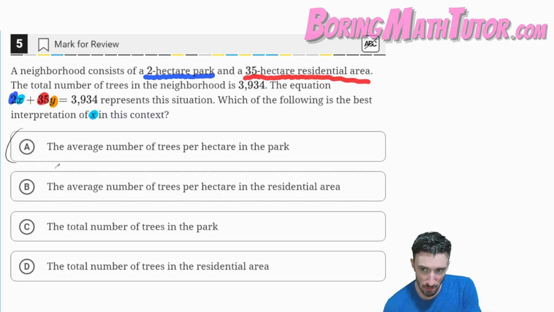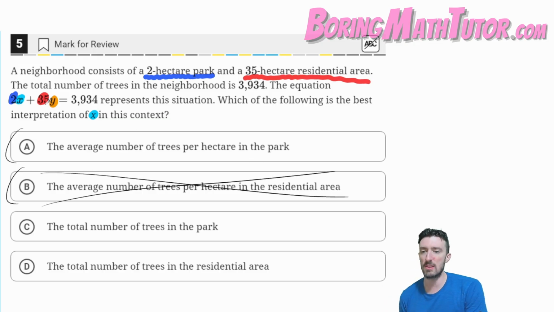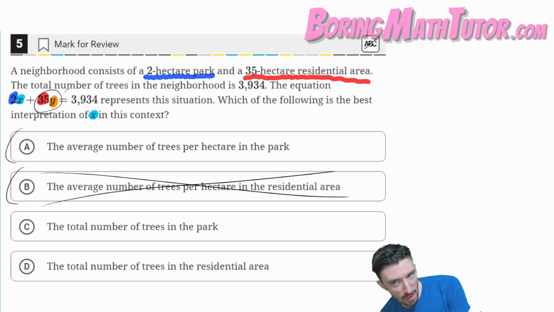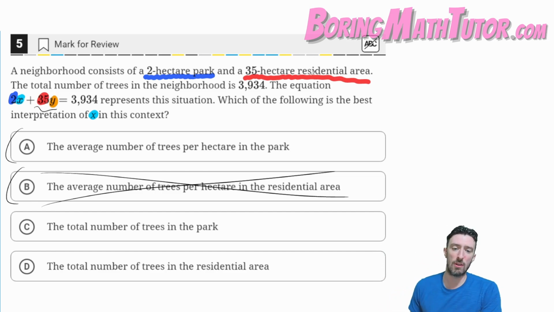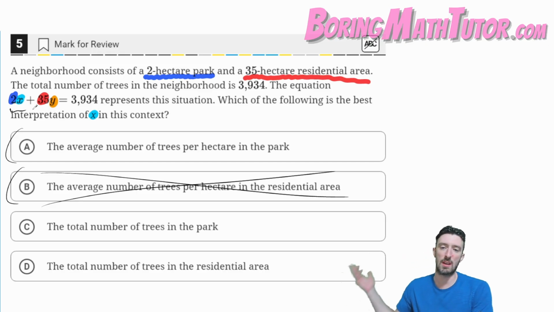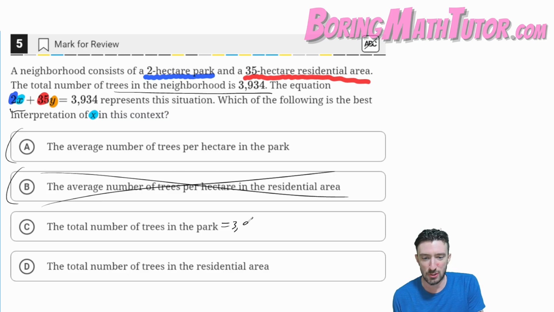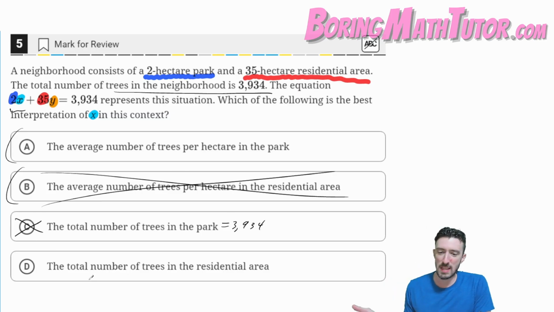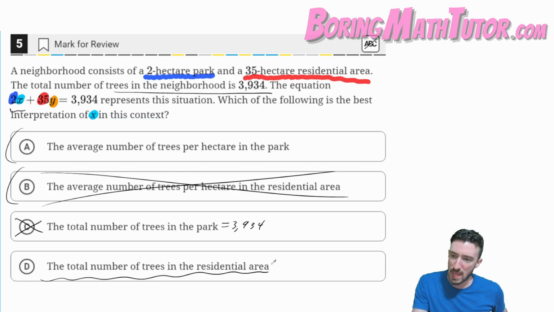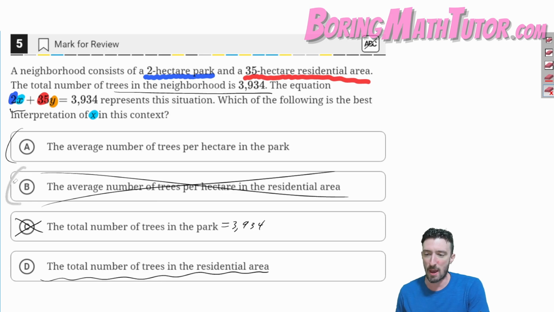Average number of trees per hectare in the park. Maybe. Average number of trees per hectare in the residential area. Doubtful, because that's what the 35 is for. It's about the residential area. The 2, it's about the park. And what about total number of trees in the park? Of course not. The total number of trees in the neighborhood is 34. Do they think I'm stupid? No, it's not that. Total number of trees in the residential area. Well, that's maybe the only other one that we might have to think about.